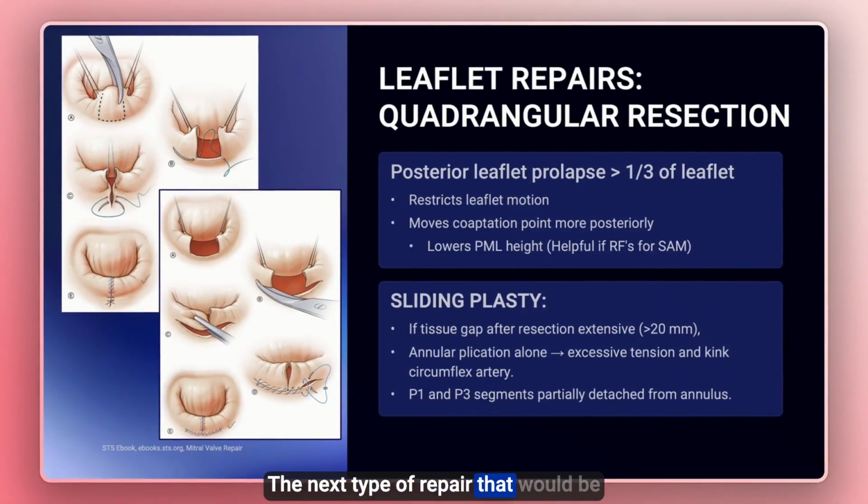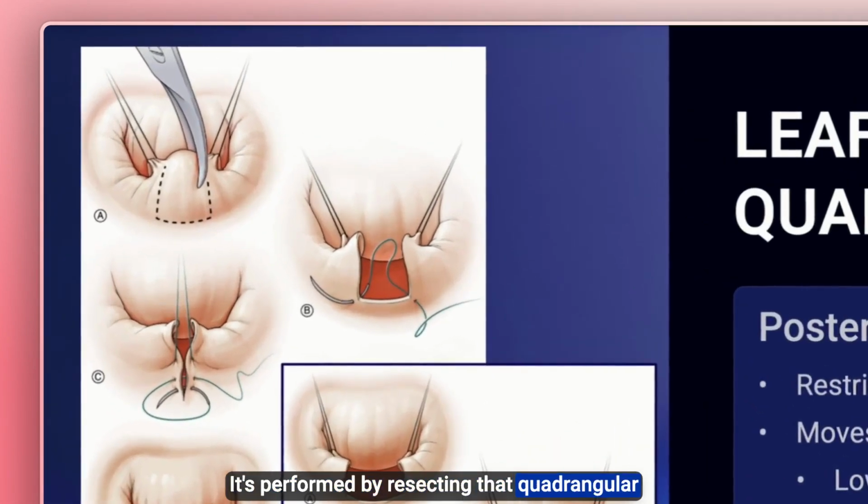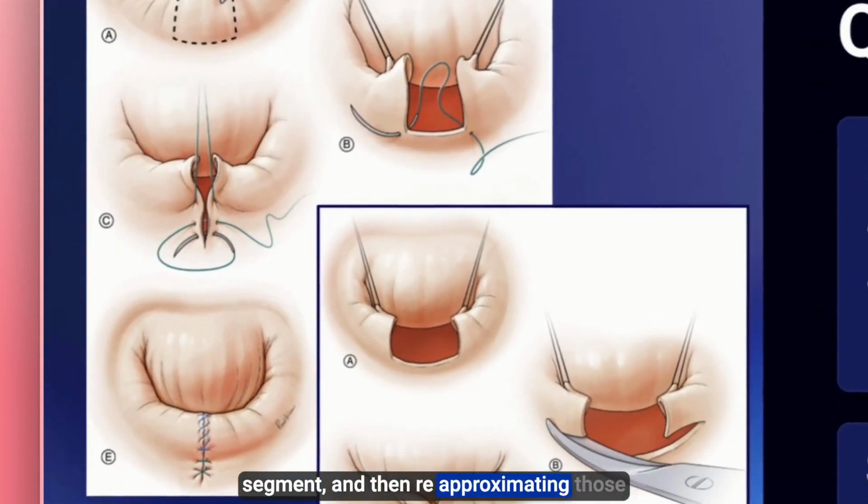The next type of repair that would be possible is a quadrangular resection. This type of repair is indicated if you have posterior leaflet prolapse greater than 1/3 of the leaflet. Because you're resecting significantly more of the posterior leaflet, it can move that coaptation point more posteriorly by lowering the posterior mitral leaflet height. And this can be a helpful prevention strategy in patients that have risk factors for SAM post-repair. It's performed by resecting that quadrangular portion of the mitral valve, that prolapse segment, and then reapproximating those free edges to a sutured closed repair.